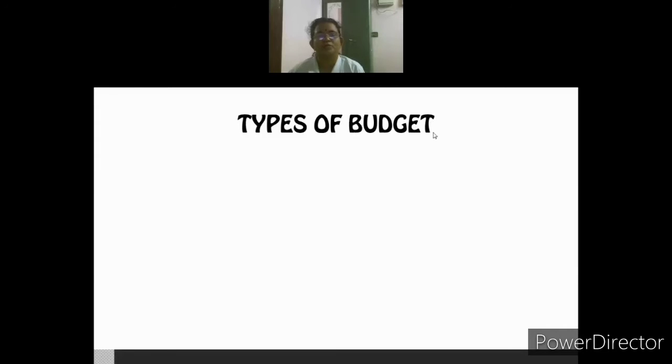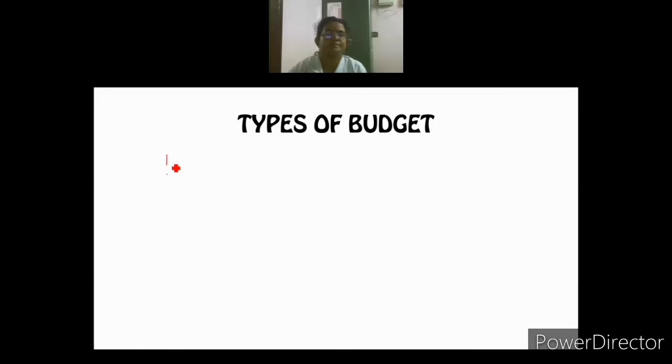Let us move on to the types of budget. There are two main types of budget. One is balanced budget and the other one is unbalanced budget.